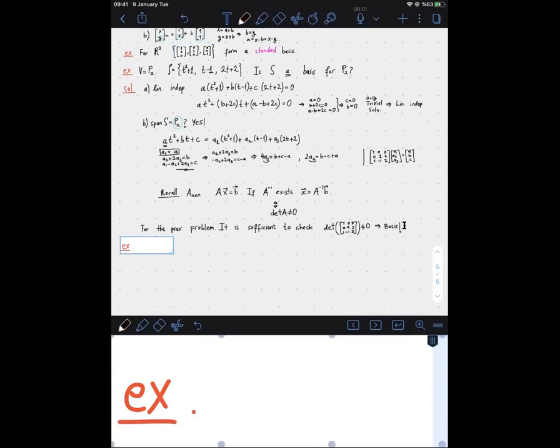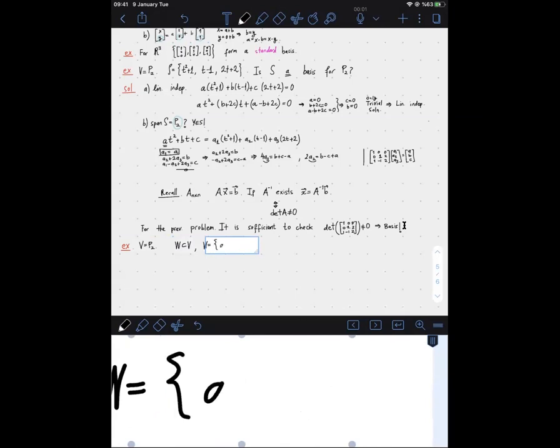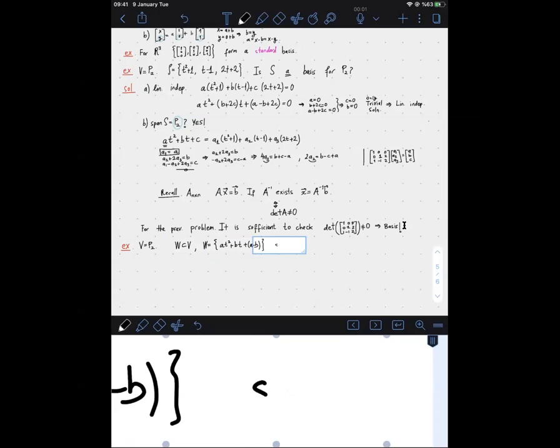Now the question is, let's say V is P2 and W is a subspace of V such that W consists of the polynomials of the form at squared plus bt plus c, but let's write a minus b here. So this is a subspace of V.